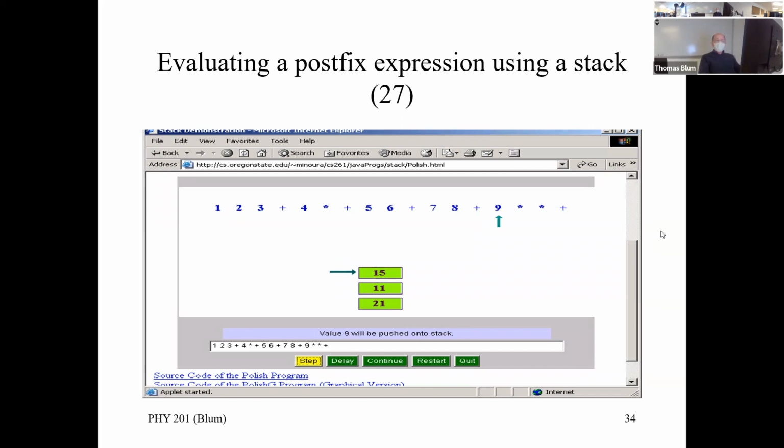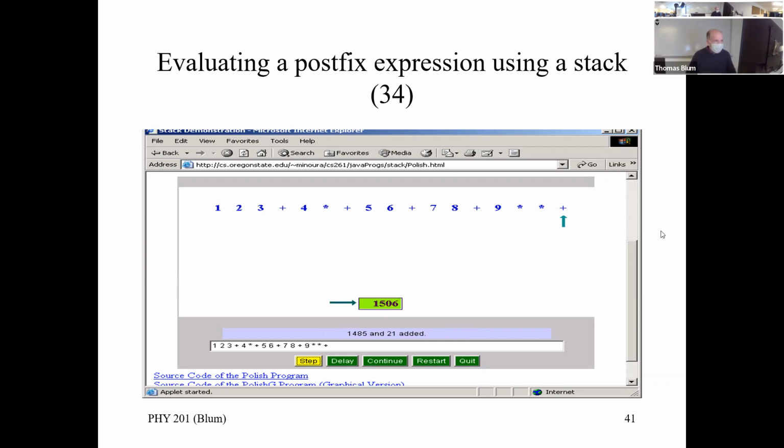The 9 is data, I push. I come across a multiplication. Pop off the 9, pop off the 15, multiply them, and I don't know, 135. Then I run into another multiplication. So I pop off the 135, I pop off the 11, and do the multiplication, and that was 1485. Come across the plus, pop off the 1485 and the 21, perform the operation, and put that on as the answer.